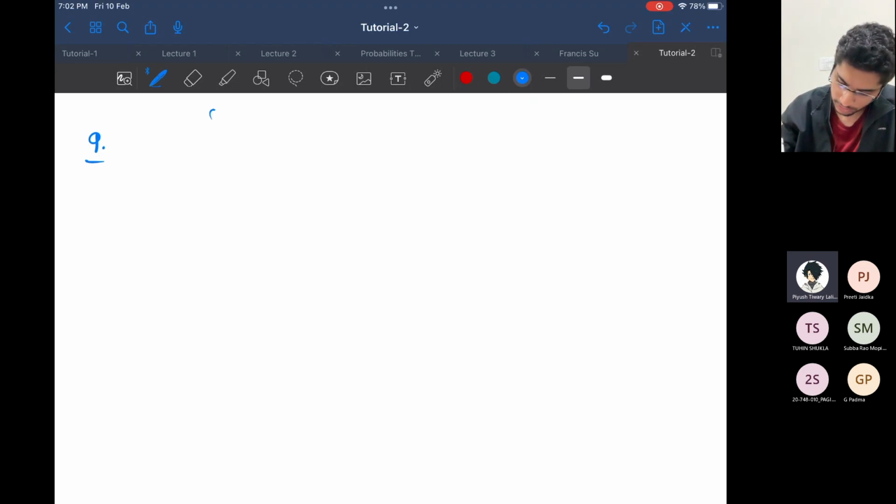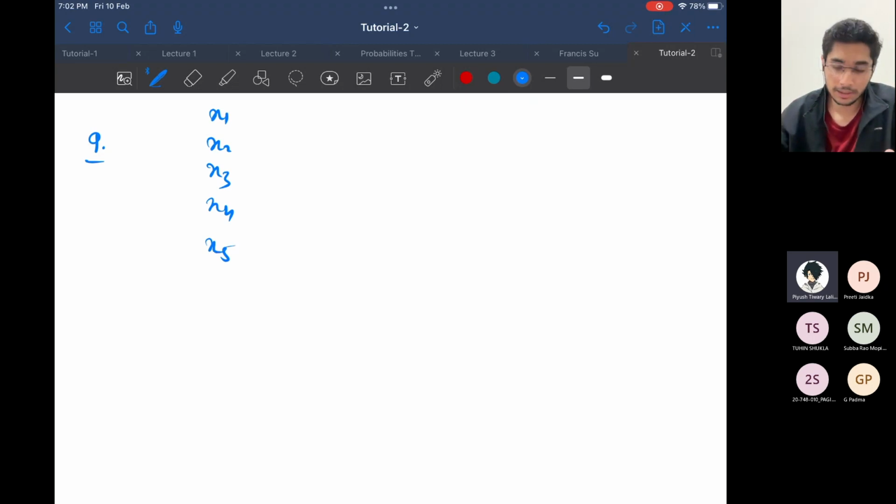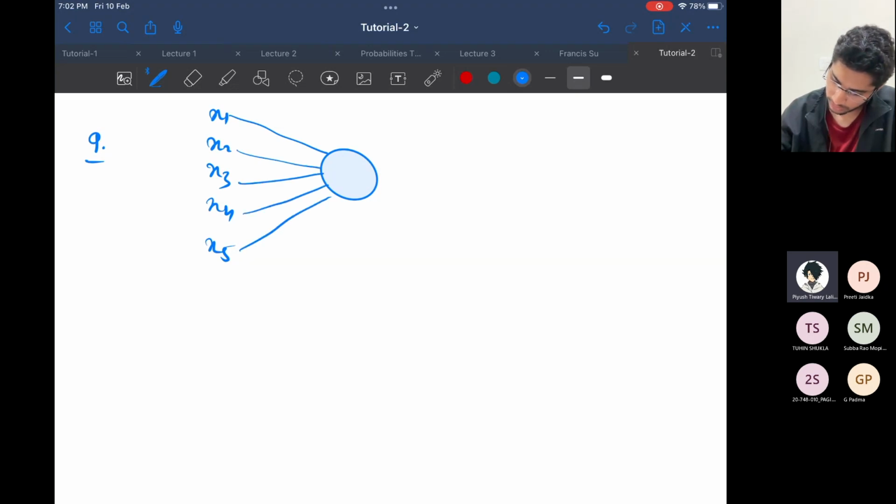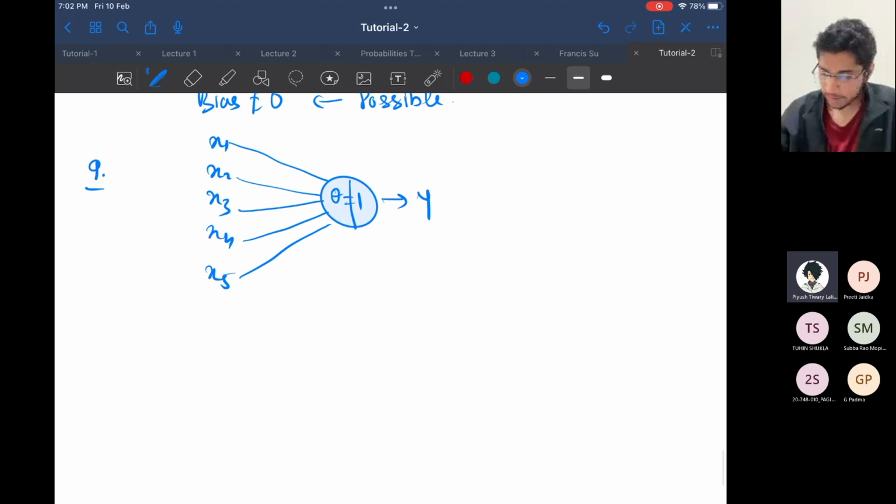There are five inputs: x1, x2, x3, x4, and x5. This is an MP neuron, so all of them are aggregated. Let me draw that aggregator first. All of them are going here. There is some theta that will be applied, and that theta is equal to 1. And you will be given some output. So what will be the y?